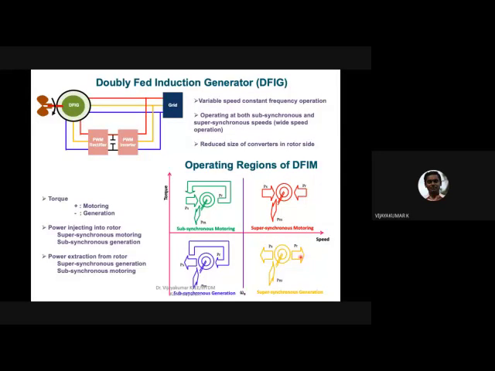Here we are extracting the slip power and injecting it to the grid. Here we are drawing the power from the grid, or from the stator terminals, which can be injected back into the rotor. That time it will act as a generator, so you are able to operate the slip ring machine as a generator during subsynchronous speeds, right?